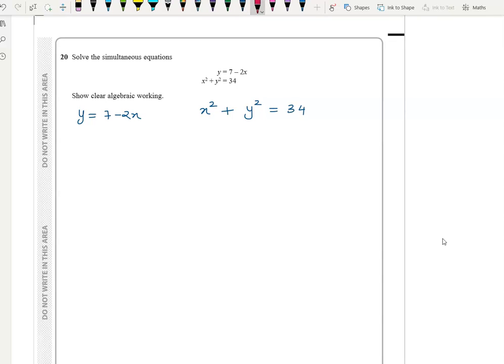So the value of y in the first equation is 7 minus 2x. So in place of y, I can substitute the value. So 7 minus 2x can be written here. So we get x squared plus, the value of y is 7 minus 2x, squared, equals 34. Now we have an equation which has only one variable. So we need to simplify it further.